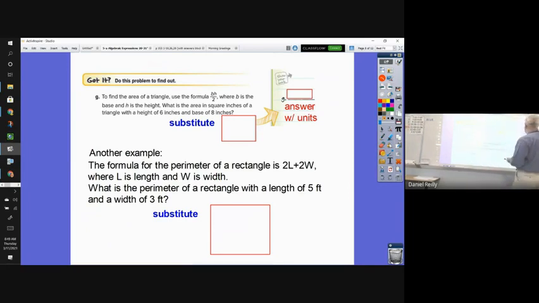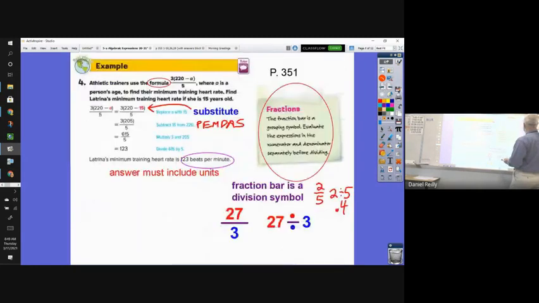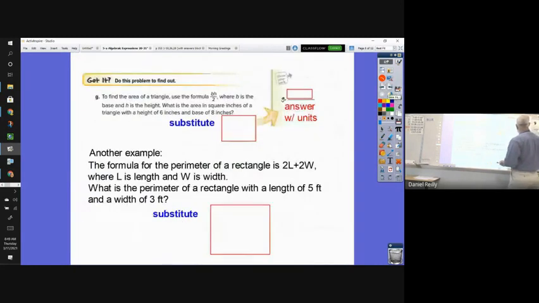This is on page 351. Sorry, page 351. We'll do this one together. Okay, so here's a triangle. And let's say this one says the height is 6 and the base is 8. If this is 8, is this 6, this side of the triangle? That is not the height. The height is an imaginary line.